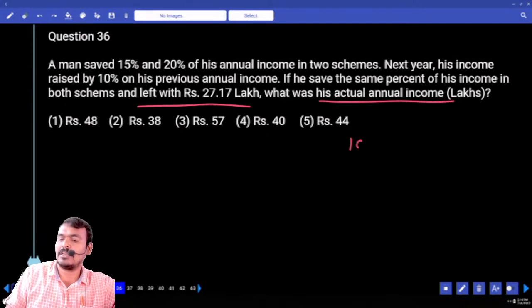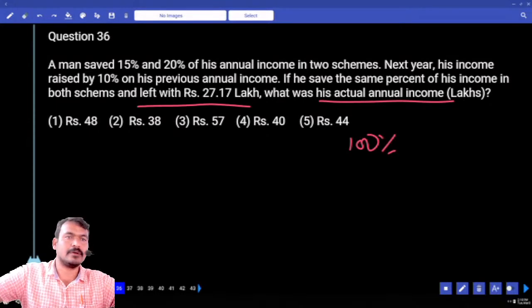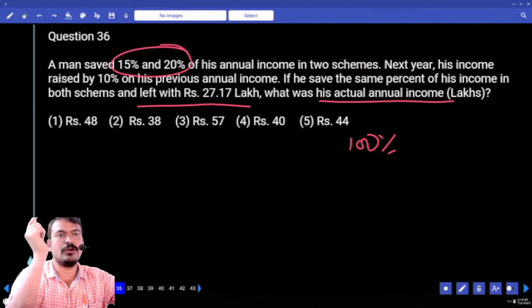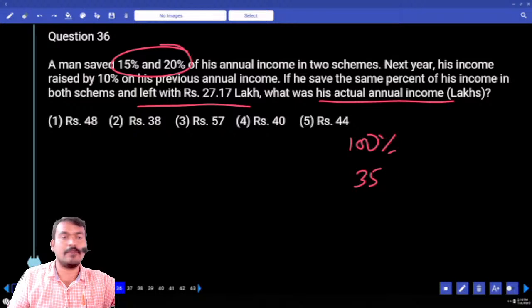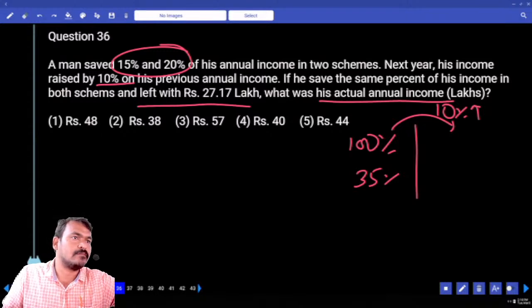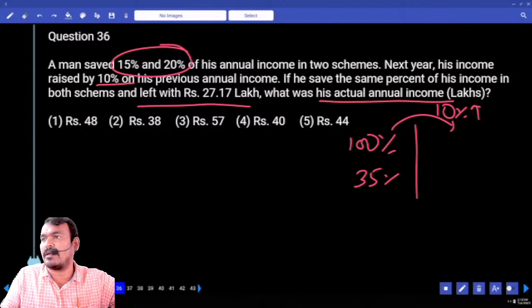Suppose his initial income we treated as 100%. Out of income how much percent are saving? 15 plus 20, 35% are saving or not? But next time his income is increased by how much percent? 10%. If income is increased by 10% means savings also increased by 10% or not?